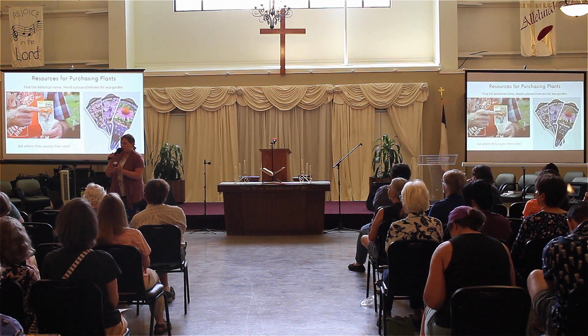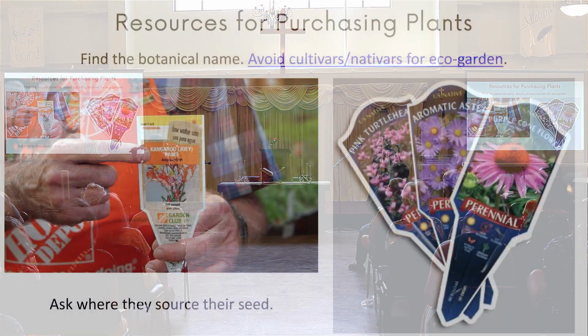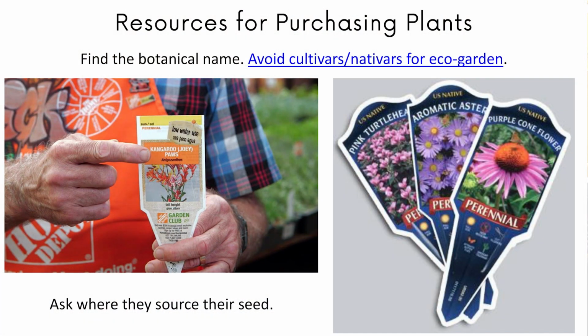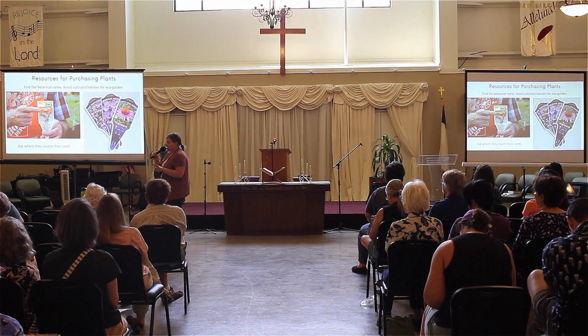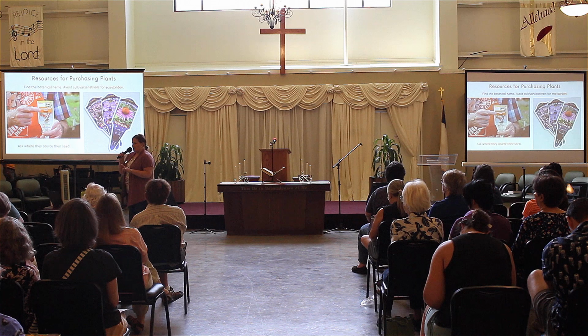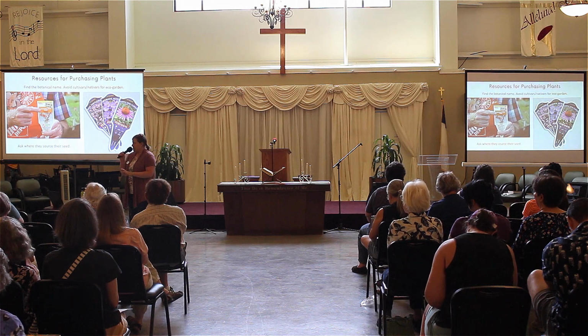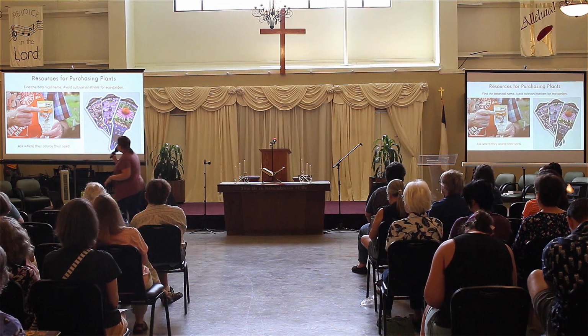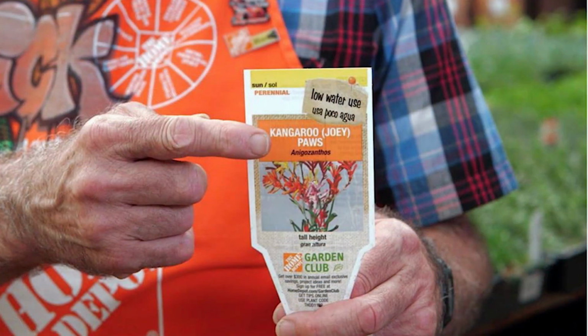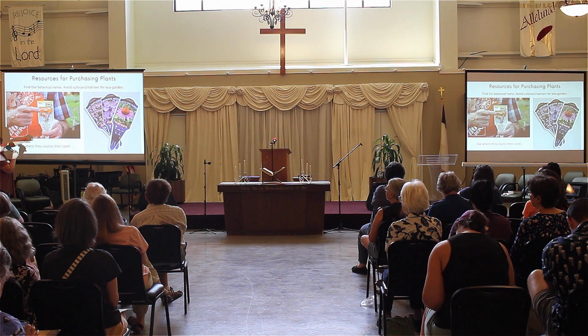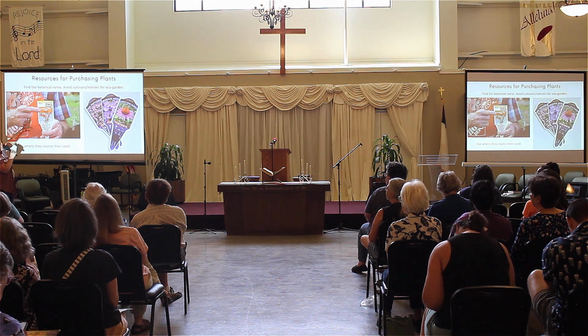So somebody mentioned the plant tags. When you're buying plants, you need to look for the botanical name. Maybe you can't pronounce it, or you don't really know what it means, but looking for the botanical name is important, because that's going to tell you if it is a straight species or not. So, like, kangaroo joey paws, I don't know what that is, and it doesn't have the botanical name that goes along with it.